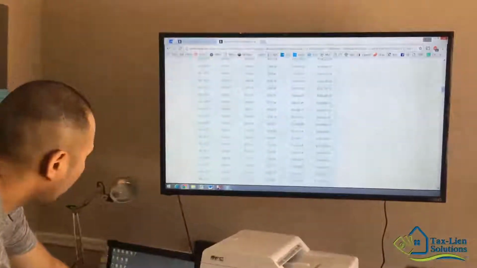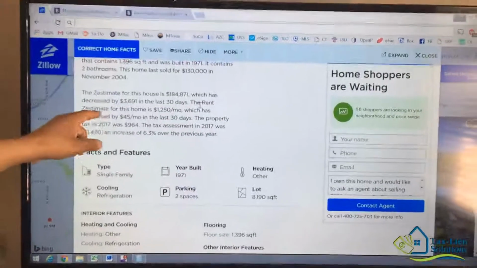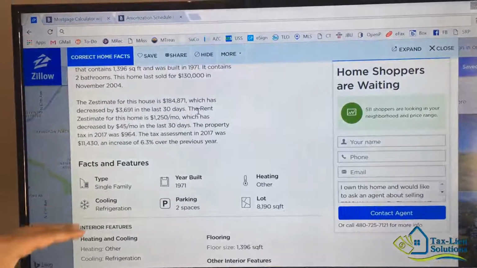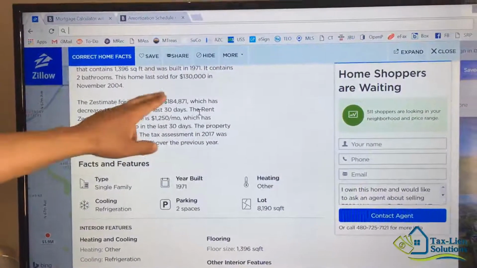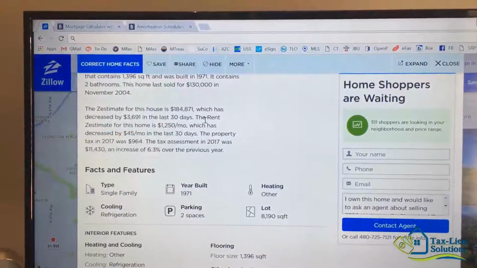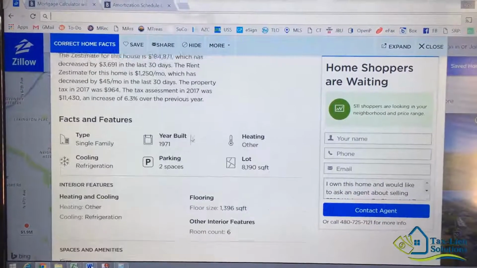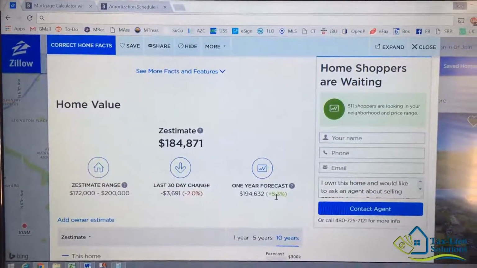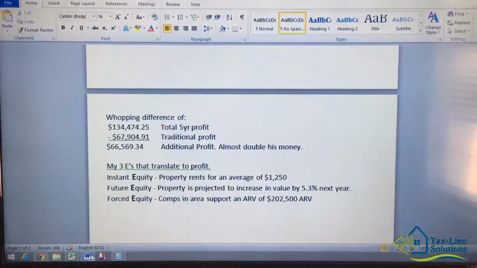Let's go in here. So, based off of just Zillow alone, okay? Now they're saying that the property is worth $184,871, okay? But I never rely on Zillow for comps. It's a great starting point, but of course I do my own comps. But based on just the basic information from them, it rents for about $1,250 a month, okay? And it's projected to increase in value over the next year 5.3%. All right? So instant equity.